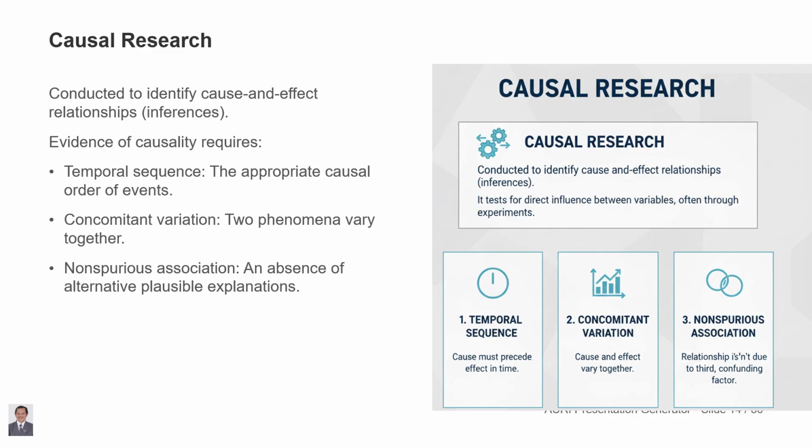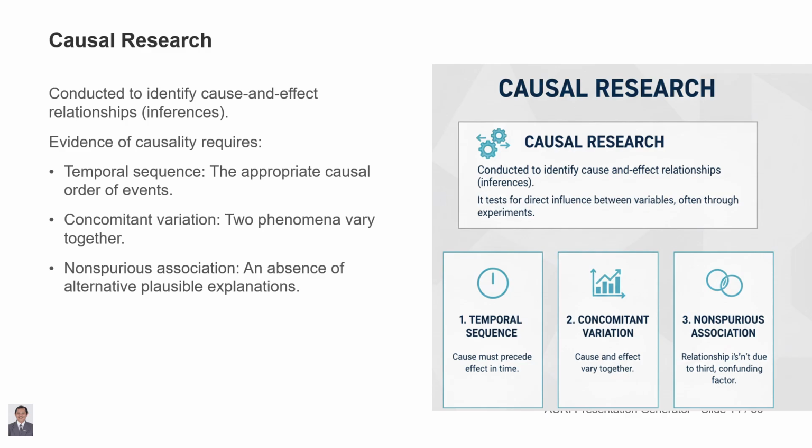First, there must be a clear temporal sequence. This means the proposed cause must precede the observed effect. This logical order of events is crucial for establishing causation. Second, we need to observe concomitant variation. This implies that the 2 variables in question must systematically covary. For instance, as advertising spending increases, sales figures often exhibit a consistent increase.